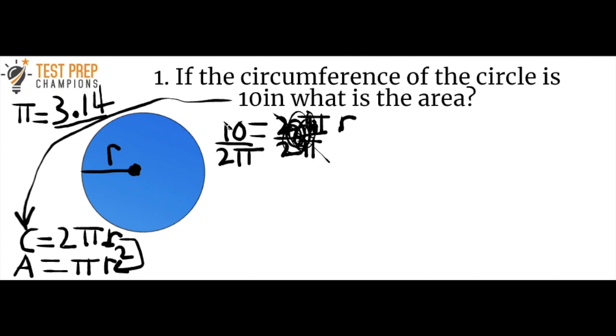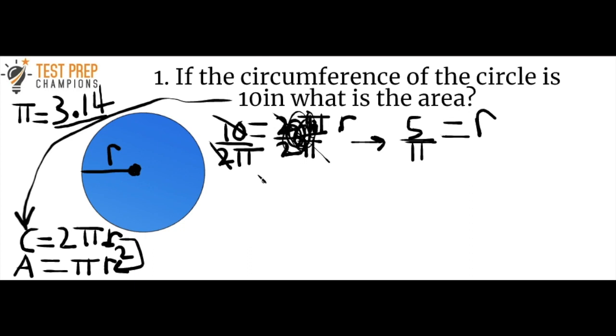So now what we can do is divide by 2 from 10, and that's going to leave us with 5 over pi equals r. Okay, and we're just going to leave pi as this symbol right here. We're not going to write 3.14. There's no reason to right now. So we now figured out that r is 5 over pi.